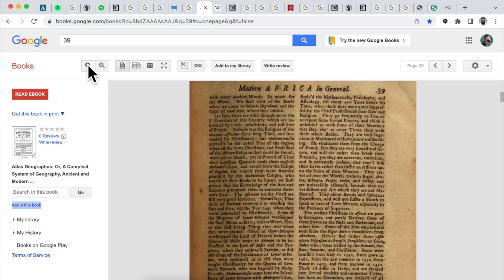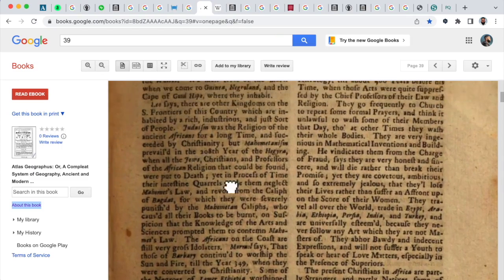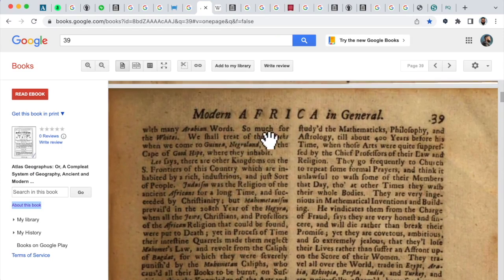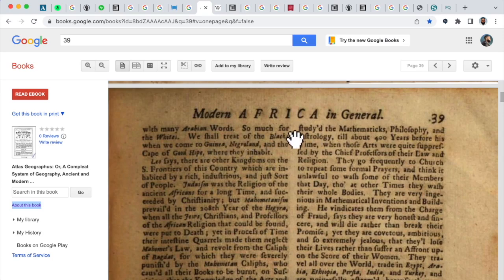It says right here at the top, and we're going to start right here. It says, "So much for the whites." So he's letting you know that he's done talking about white people. He must have been talking about white people up here. He's saying, "We shall treat of the blacks when we come to Guinea, Negroland, and the Cape of Good Hope, where they inhabit." Guinea and Negroland. Guinea's in West Africa.